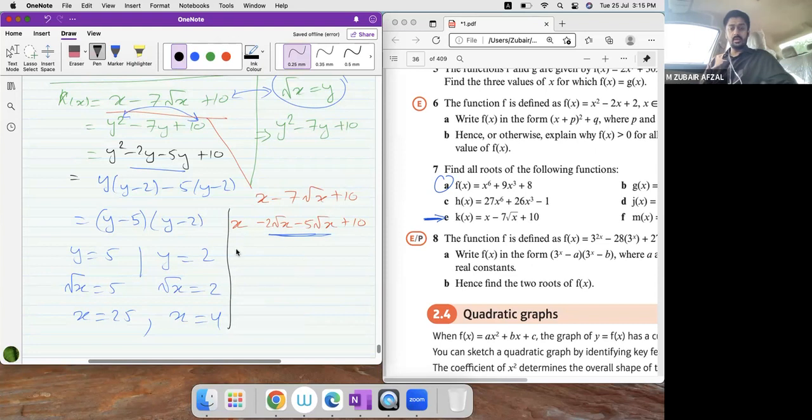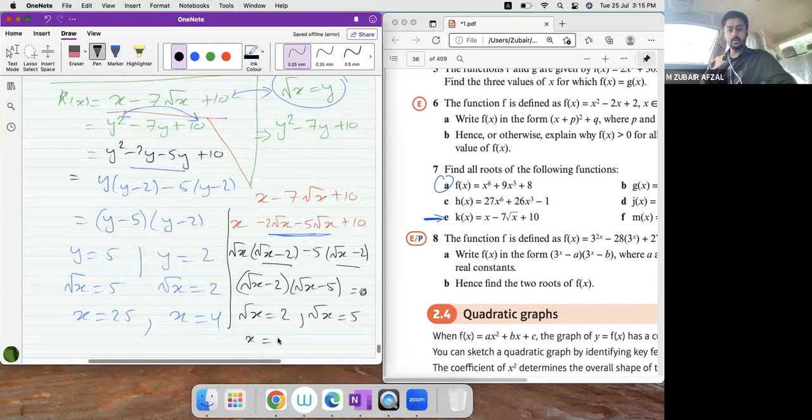Now I'm taking out common. If I take out square root x as common, I'm left with square root x minus 2. And if I take out minus 5 common, I'm left with square root x minus 2. Now these two brackets are the same. Take them to one side, square root x minus 2, and the other two are square root x minus 5. This becomes square root x is equal to 2 and square root x is equal to 5. Squaring both sides to get rid of the square root, x is equal to 4 and x is equal to 25. So whatever you do, you get the same answers.